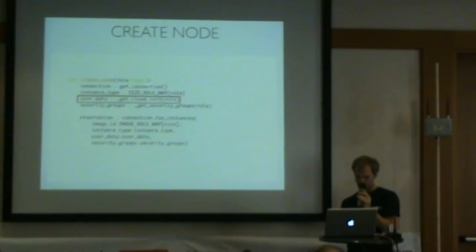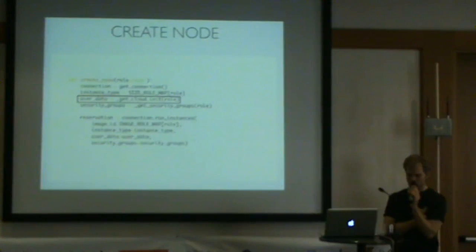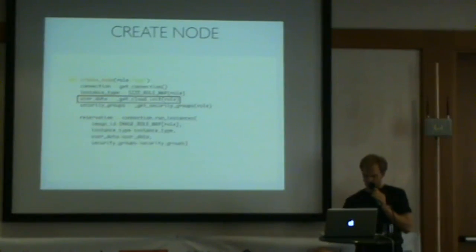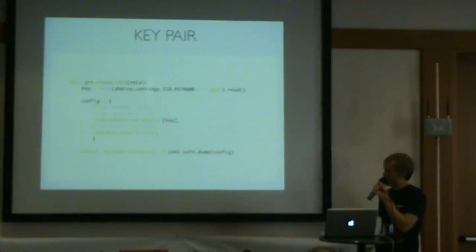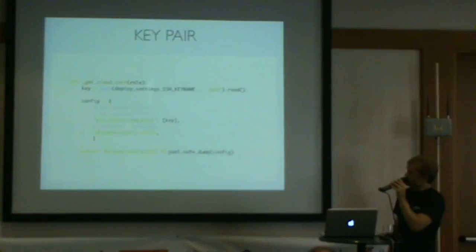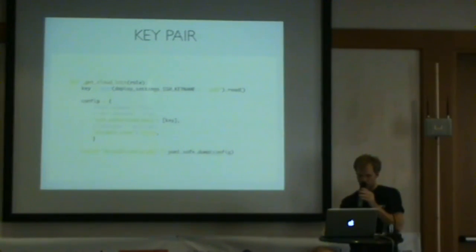So the user data is a special convention that Amazon has that basically lets you pass stuff into the machine when it first starts up. And we're using a special hook that Ubuntu provides called CloudInit. So if we look at the CloudInit method, we get the key from our deploy settings file, which is just the name of the key, and then we read it. And then we create this cloud config file, which has the SSH authorized key in it.